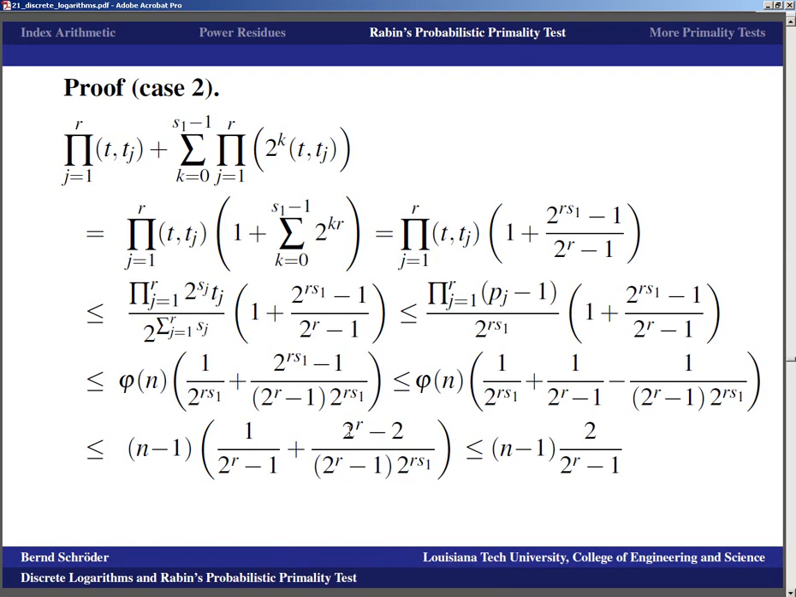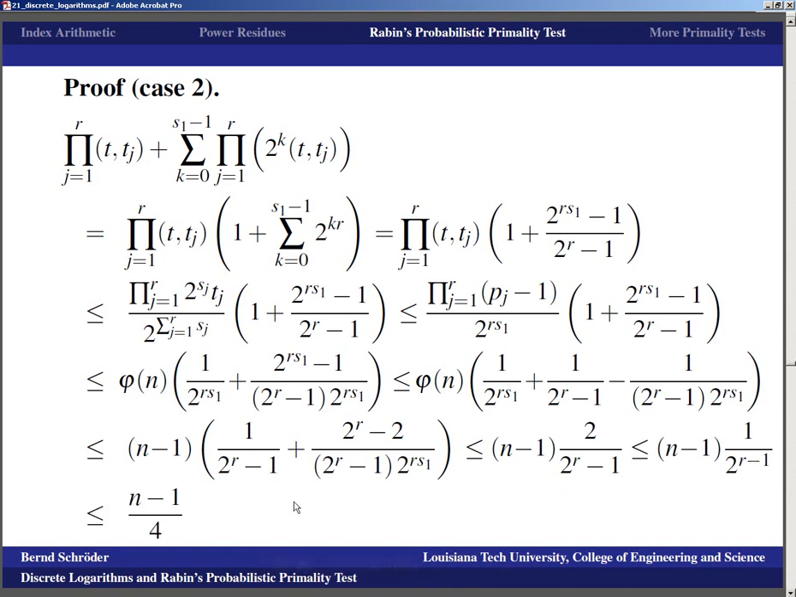So that would basically mean that 2 to the r minus 2 is less than or equal to 2 to the r minus 1. Yeah, that doesn't yet need r greater or equal to 3, because of course this power here is less than or equal to this power here, even in the worst case when s1 is just 1. Okay, so that continues. And of course 2 over 2 to the r minus 1 is less than or equal to 1 over 2 to the r minus 1.